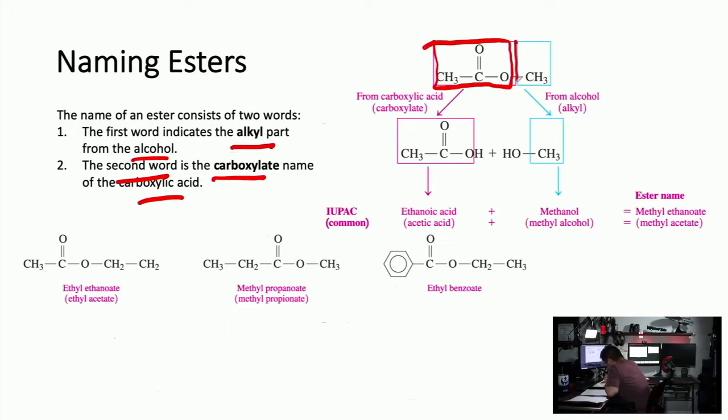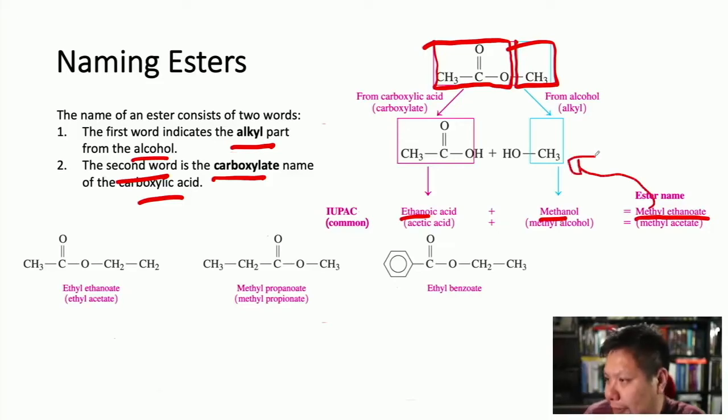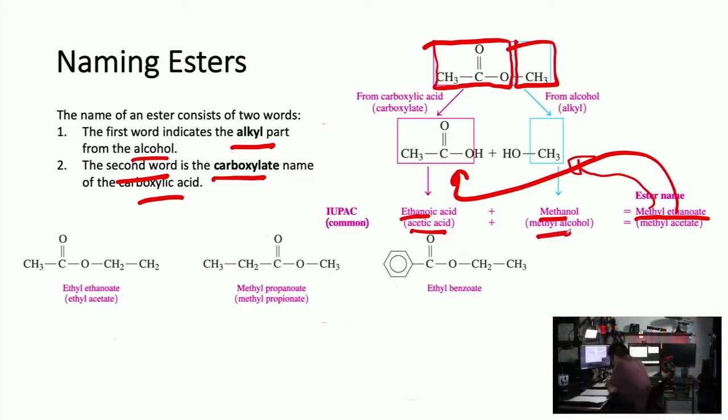And then we have the ester part here from the alcohol. It was methanol. So we added together the ethanoic and the methanol. And what do we get? We get methyl ethanoate, right? The methyl part right here comes from that methyl group. And then the ethanoate comes from the ethanoic acid. Or we could do the common name, which is acetic acid combined with methyl alcohol, and we get methyl acetate. All right.